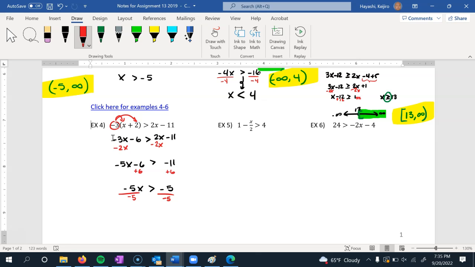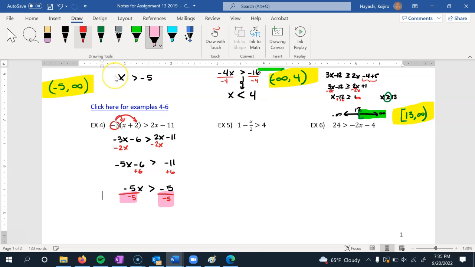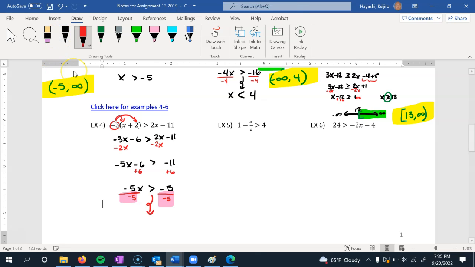Yeah, because of this, we've got to take this and flip it. So x is actually less than what we get from this, which is 1.